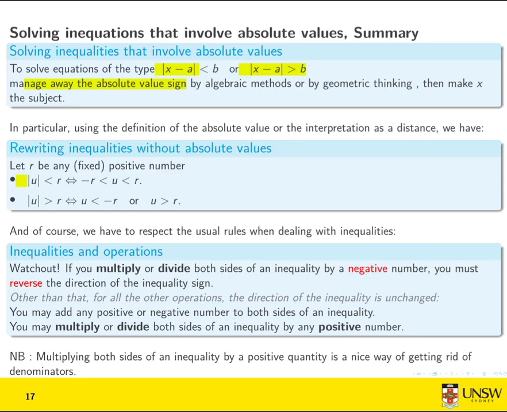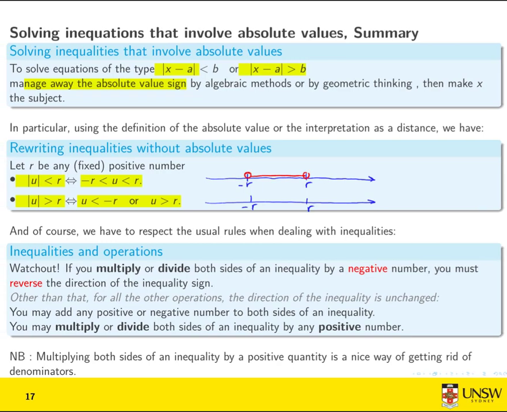If the absolute value of a number is less than r, then the number must be between negative r and r. And if the absolute value of a number is greater than r, then either your number is less than negative r, or it's greater than r. If this is more convincing to you, you can illustrate using a diagram.